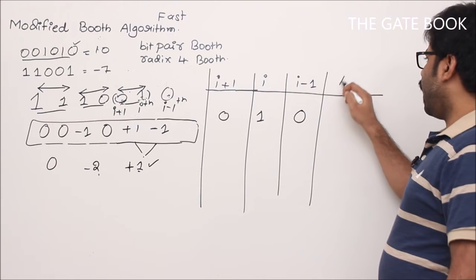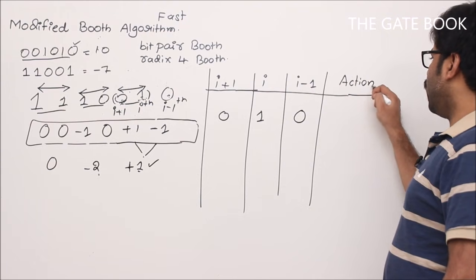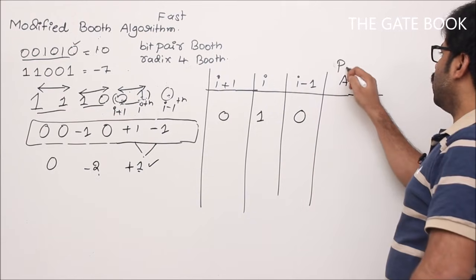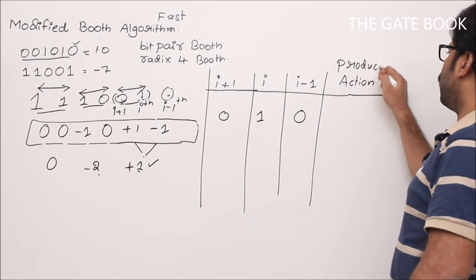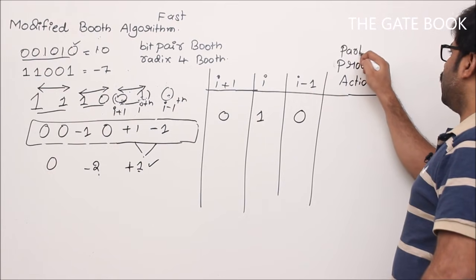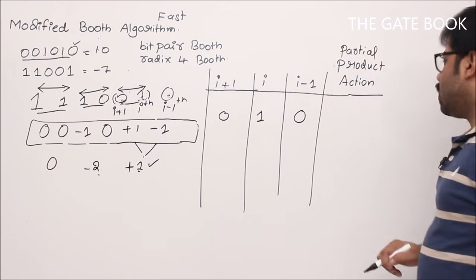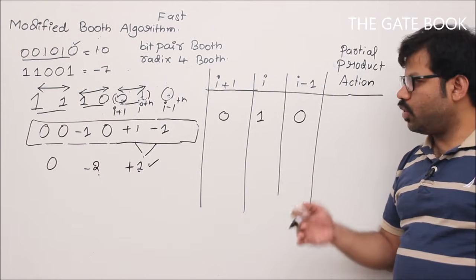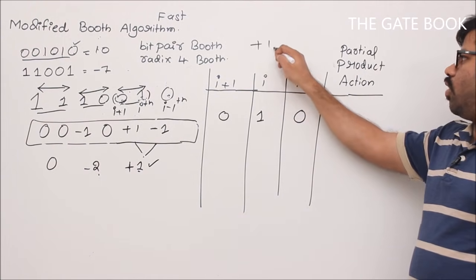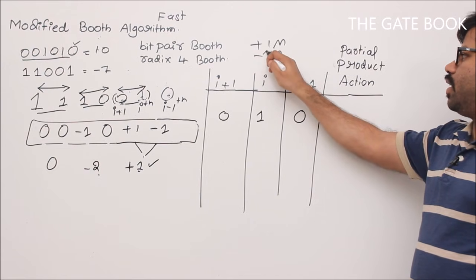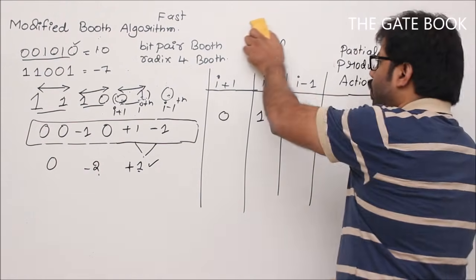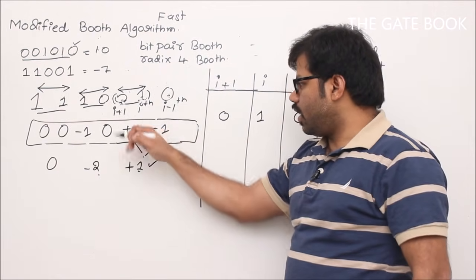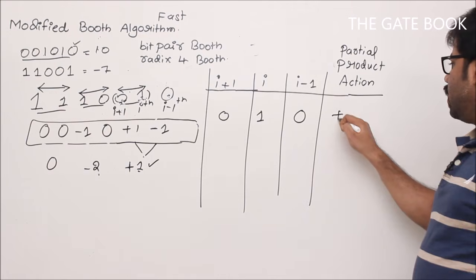That action is otherwise also known as the partial product, right? That action is going to generate a partial product. What partial product are you going to take? Is it 0, or plus 1 into m, minus 1 into m? Partial products depend on this code, correct? So now we will see. Since 0 1 0 is finally converted to plus 1, that's why the action is plus 1m.